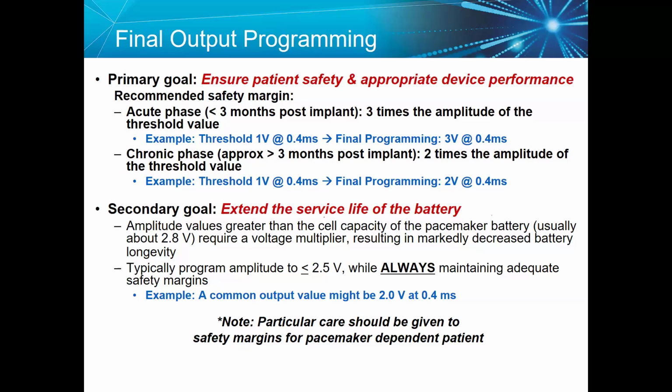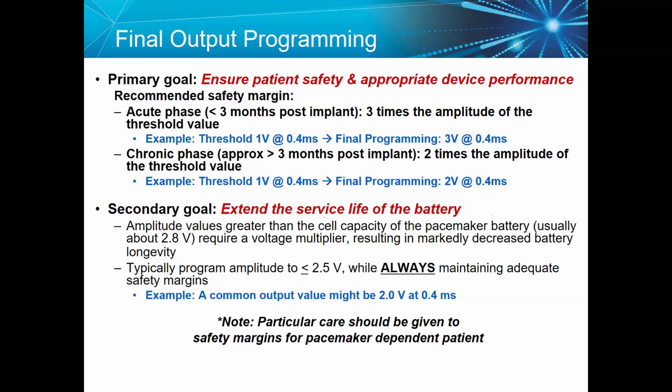Okay, secondary goal: extend the service life of the battery. And this is a very important thing: an amplitude value greater than the cell capacity of the pacemaker, usually about 2.8 volt, requires a voltage multiplier. So if we found the threshold, for example, is 3 at 0.4, this will deplete the battery.